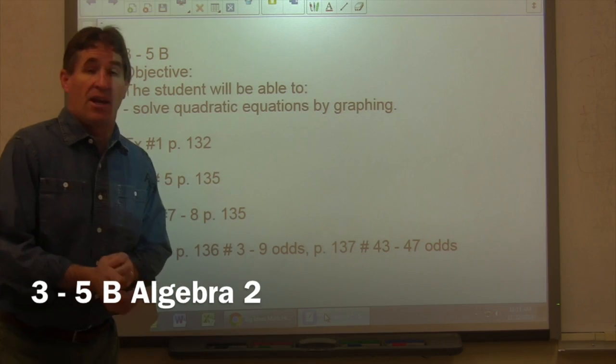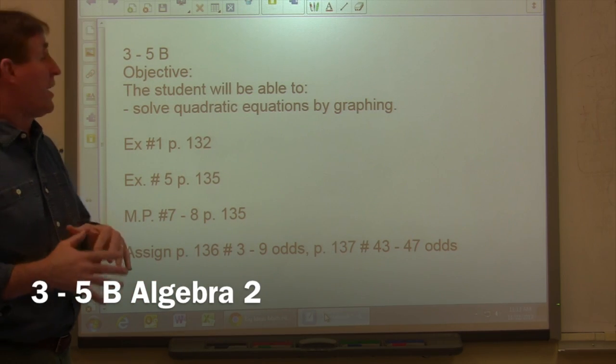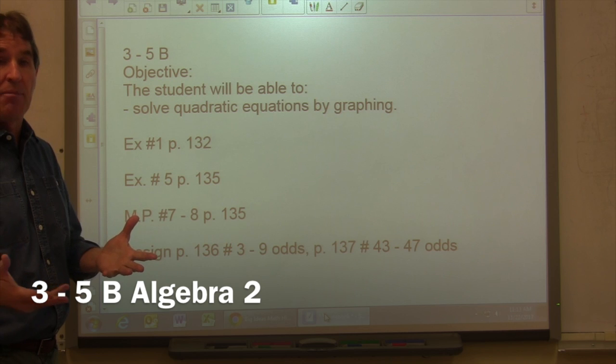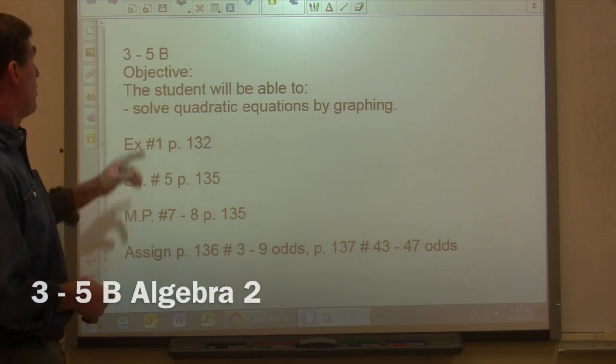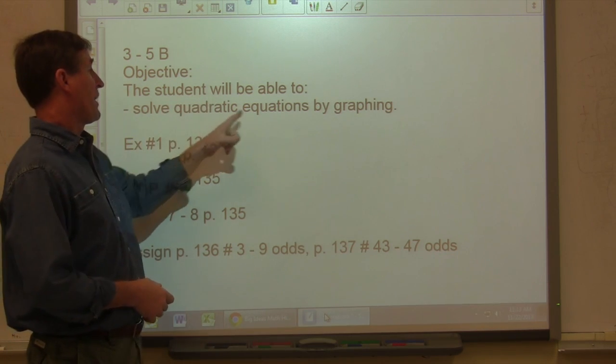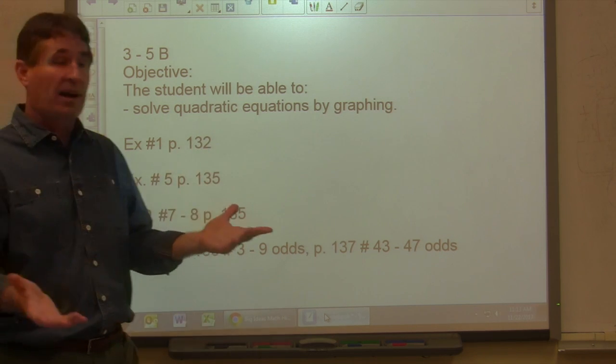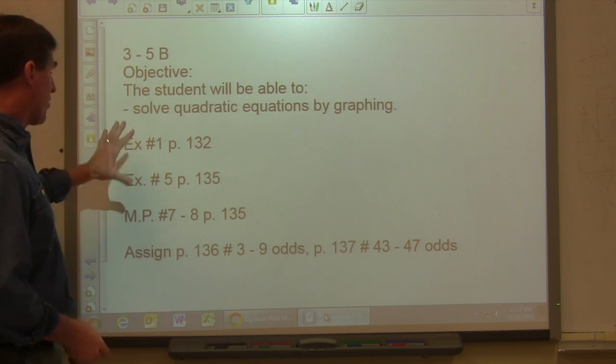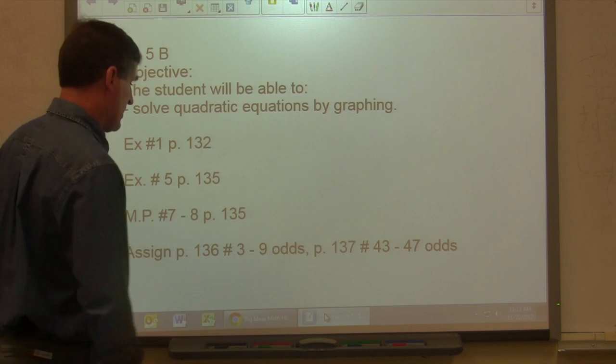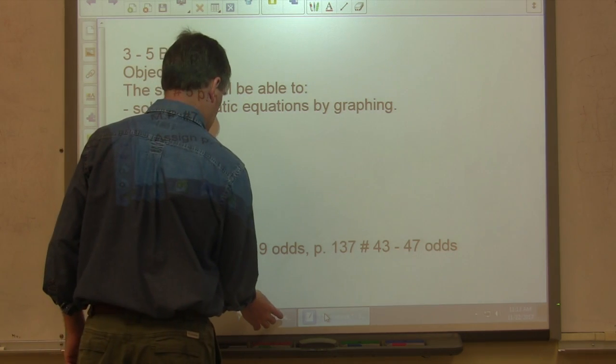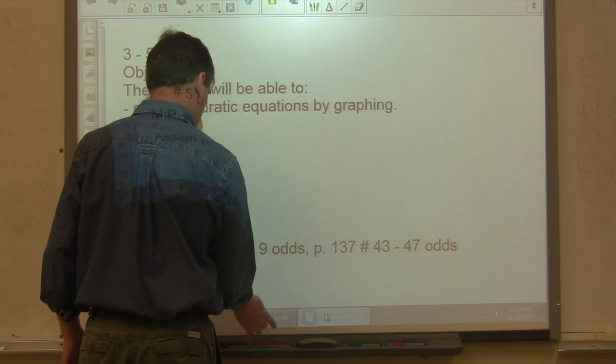So this is our second day on 3.5, and we're going to do the same type of problems, but we're going to do them by graphing. So our objective is the student will be able to solve quadratic equations by graphing. And I think you'll find this fairly easy. So we're just going to go through some examples, then you'll have the assignment, and it won't take much time to do the assignment if we understand it.